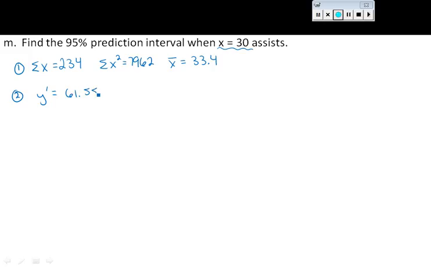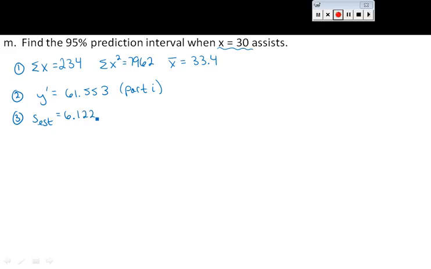We need y prime. In order to get that, we put our x value into our regression equation. This was part I of our example. So if you look right up above this, you see part J, and right above that's part I. We also need the standard error of the estimate, and we just found that to be 6.122.